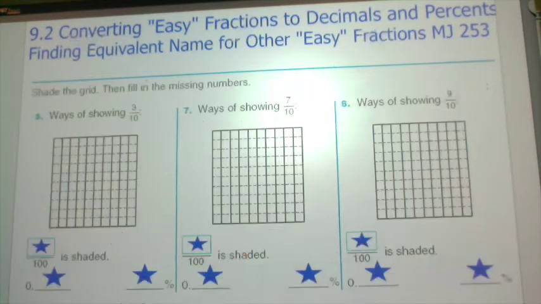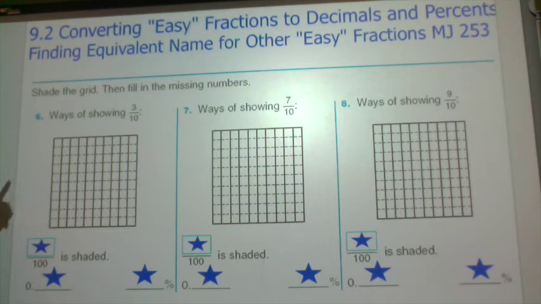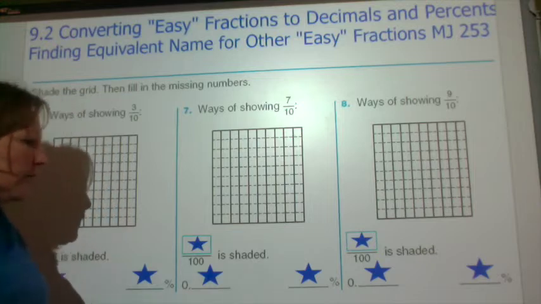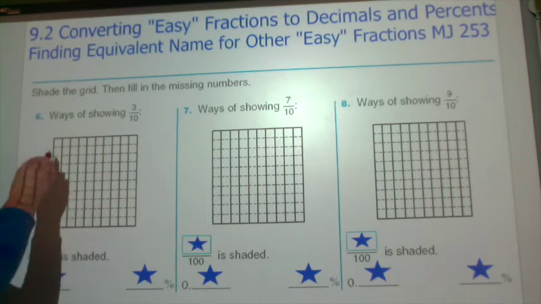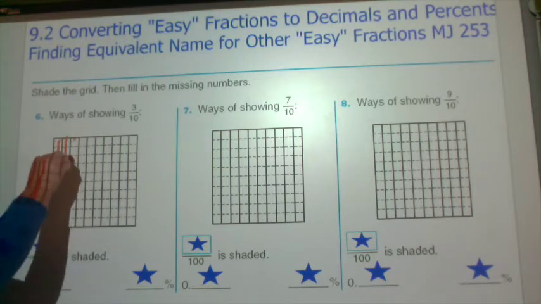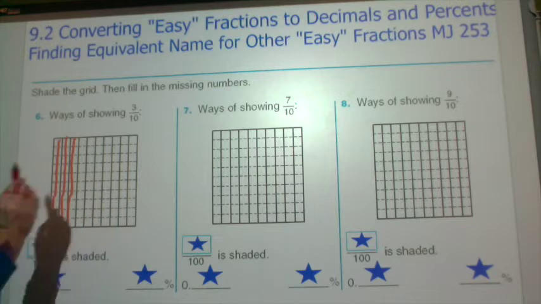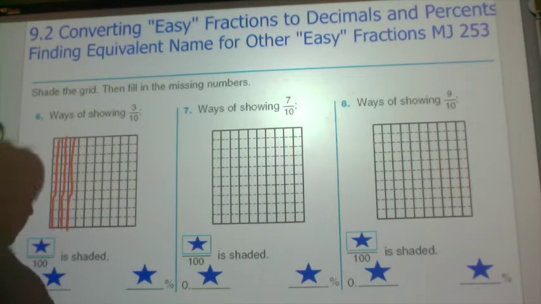Give me a second here. Being kind of crabby. All right, shade the grid, then fill in the missing numbers. First of all, you're going to show me 3/10. So we know that 3/10, we're going to divide this baby up into 10 parts. I'm going to shade in 3s, so fill in 3 columns. And they don't have to be right next to each other. You can spread them apart.